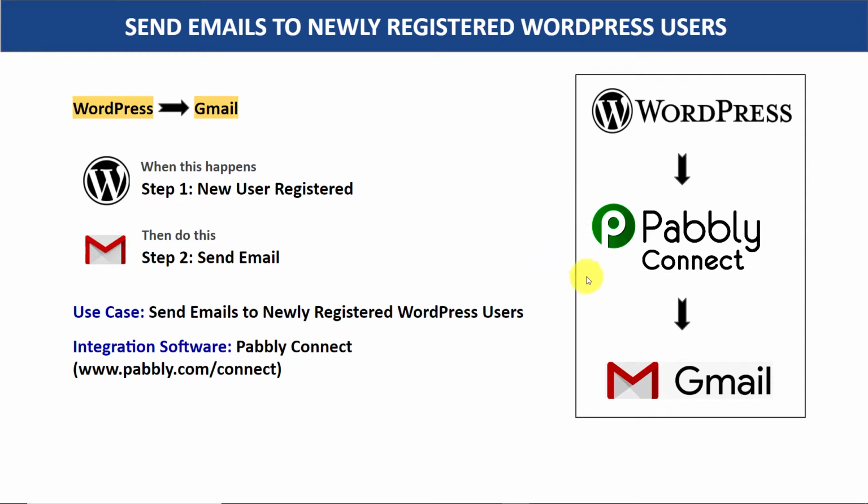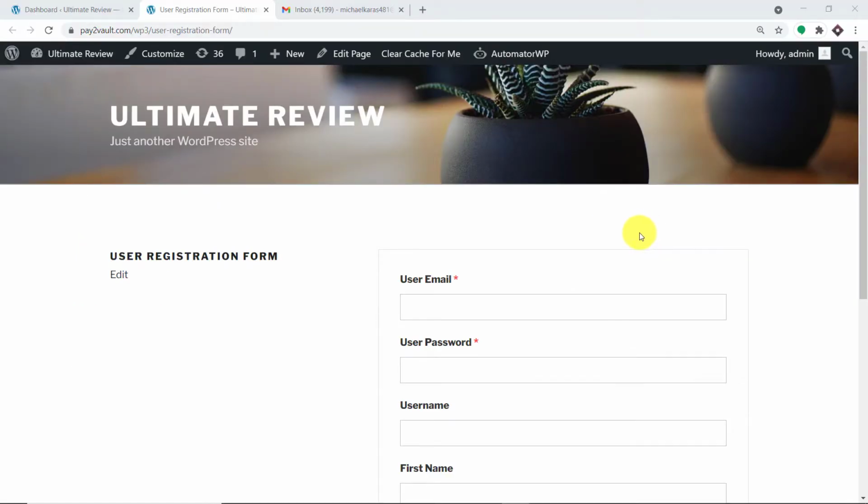So in this video, we will be using Pabbly Connect to integrate WordPress and Gmail. The best part of using Pabbly Connect is there is no need for coding skills or programming knowledge. It can be done easily. Let me show you on my screen. Okay, so we will begin with a small example.